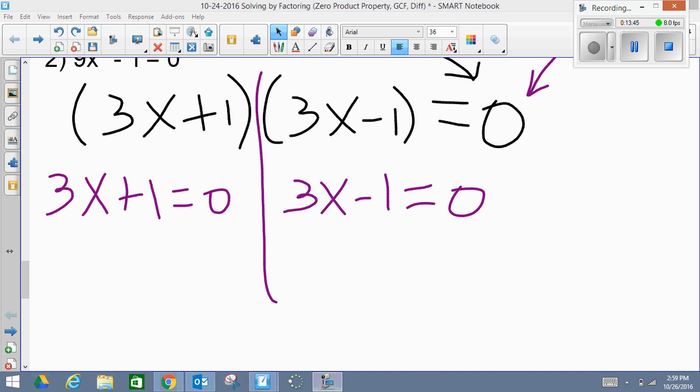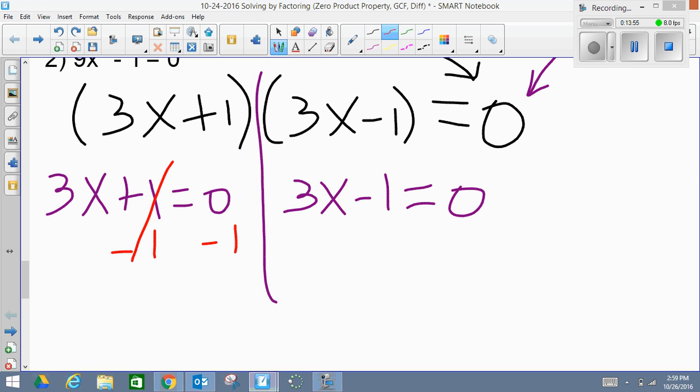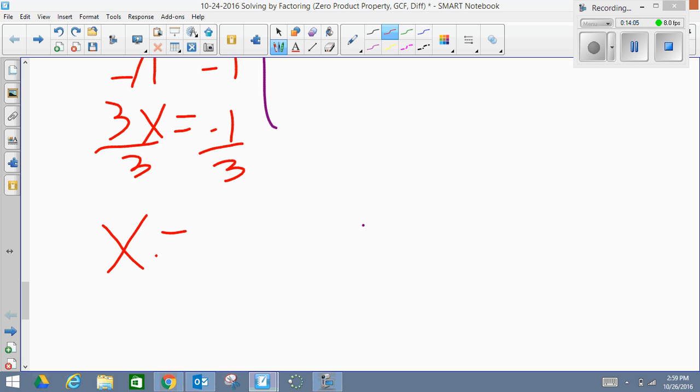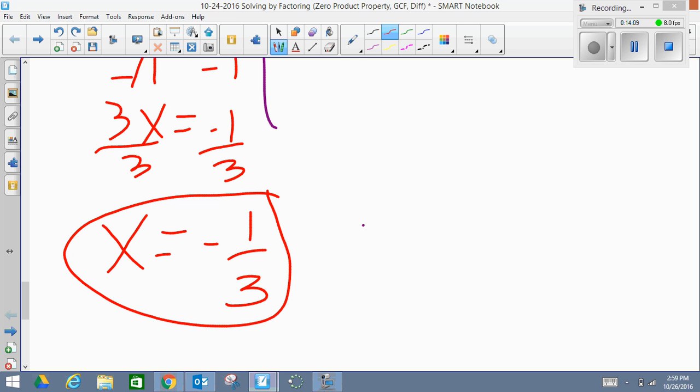And from there, you just have to leave the x by itself. So my first one will be subtracting 1 on both sides. This one's cancelled. 3x equals negative 1. Last step, divide by 3, divide by 3. Therefore, my x is going to be equal to negative 1 over 3. And I have my first answer.